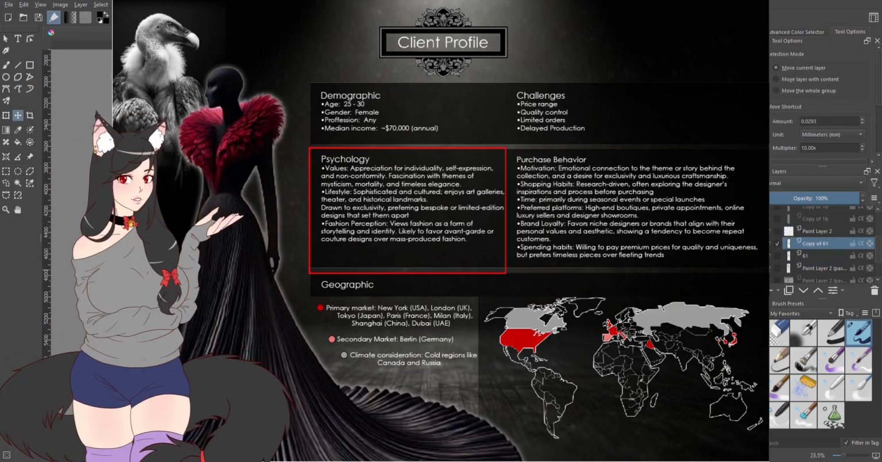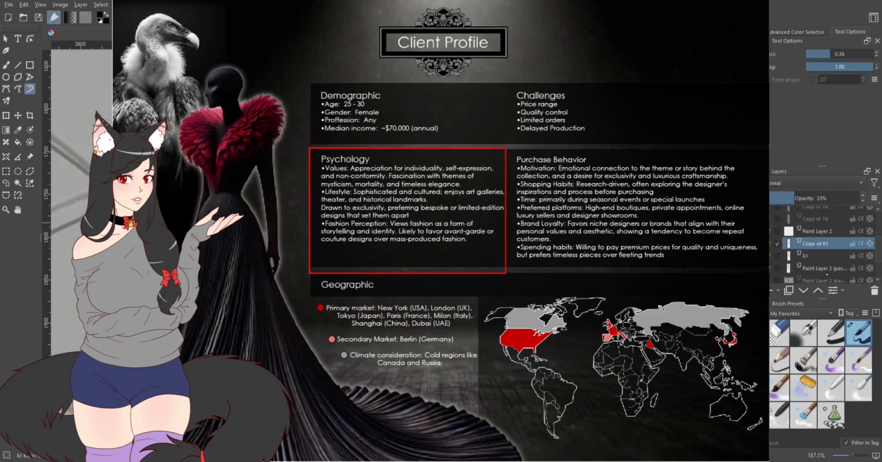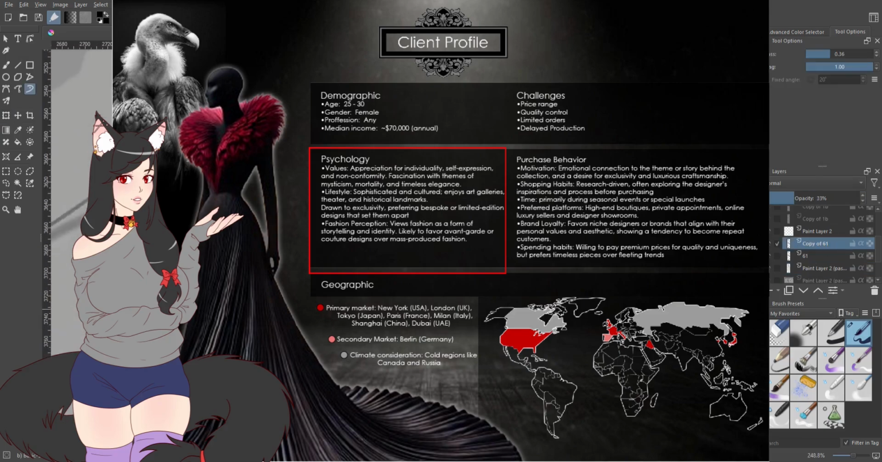Moving on to psychology, what does my target demographic value? We have an appreciation for individuality, self-expression and nonconformity, fascination with themes of mysticism, mortality, and timeless elegance. These people will tend to lead a sophisticated and cultured lifestyle. They would enjoy art galleries, theater, and historical landmarks. They would be drawn to exclusivity, preferring bespoke or limited edition designs that set them apart.